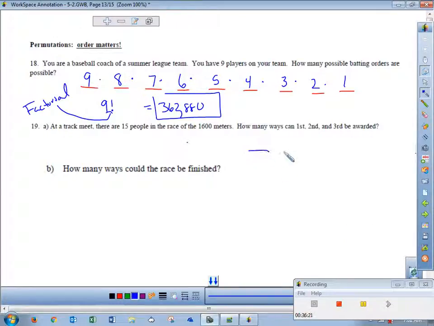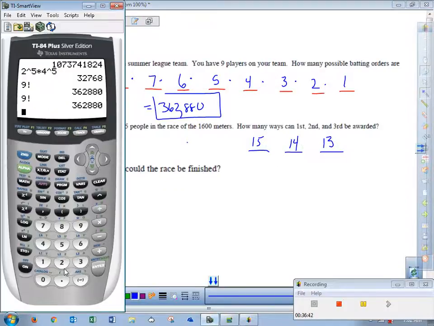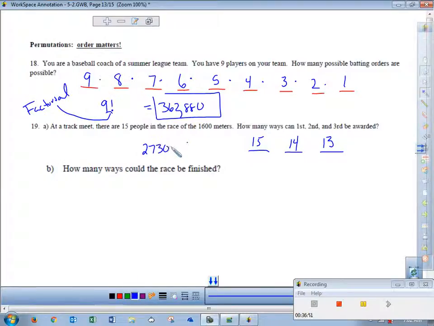So blanks. This is like the counting method again. How many possible people could finish first place? Well, 15 of them. How many could finish second place? Well, somebody finished first, so 14. And how many could finish third? Well, 13. But this is not factorial anymore because you didn't take it all the way down to 1. It's just 15 times 14 times 13, so you totally punch that in. 15 times 14 times 13. And 2,730. 2,730 ways.